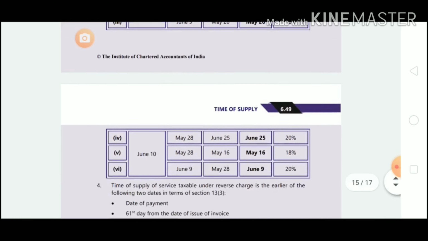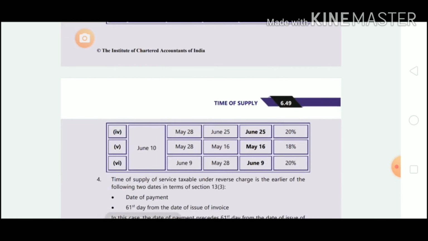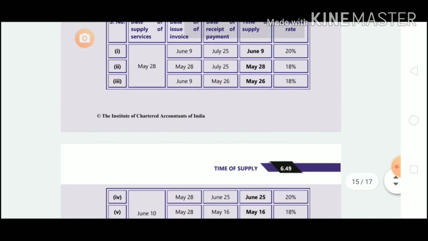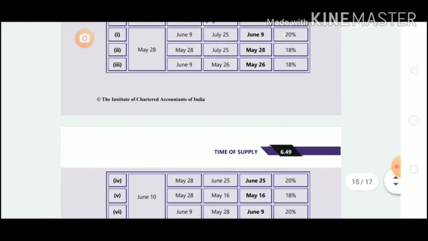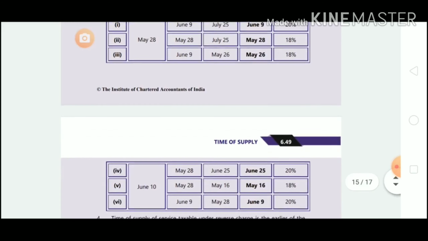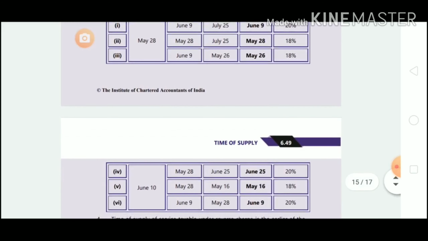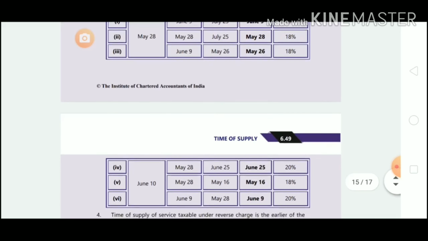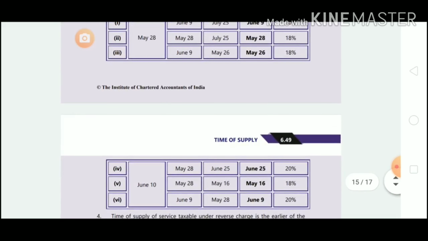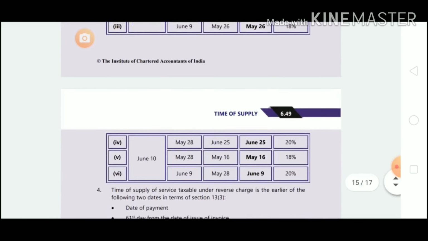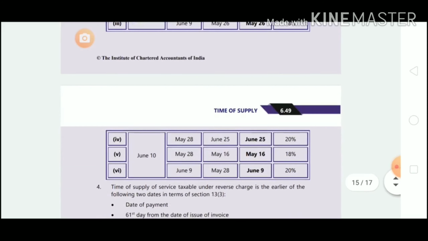Fourth case, June 10 is the date of service, May 28 and June 25. So in this case, two events are taking place after change in rate of tax, that is supply of service and date of payment, as you can clearly see. So we'll take the new rate and TOS will be date of payment, that is June 25. Now fifth one, June 10, May 28, May 16. So two events are taking place before change in rate of tax. So we'll take old rate and we'll take earlier of invoice or payment, that is May 16.